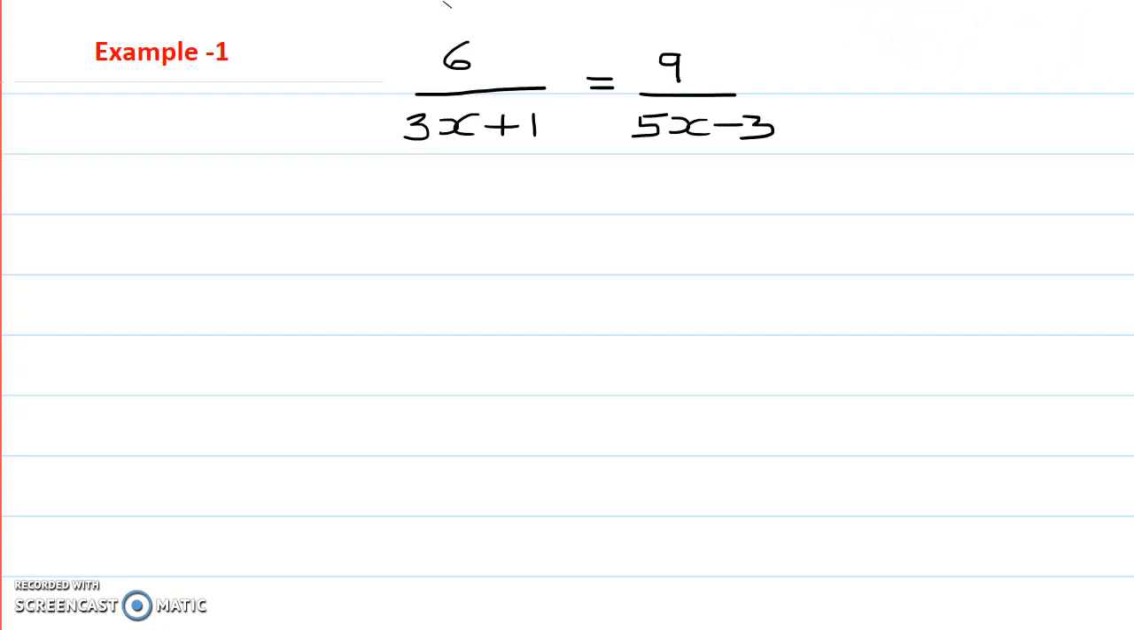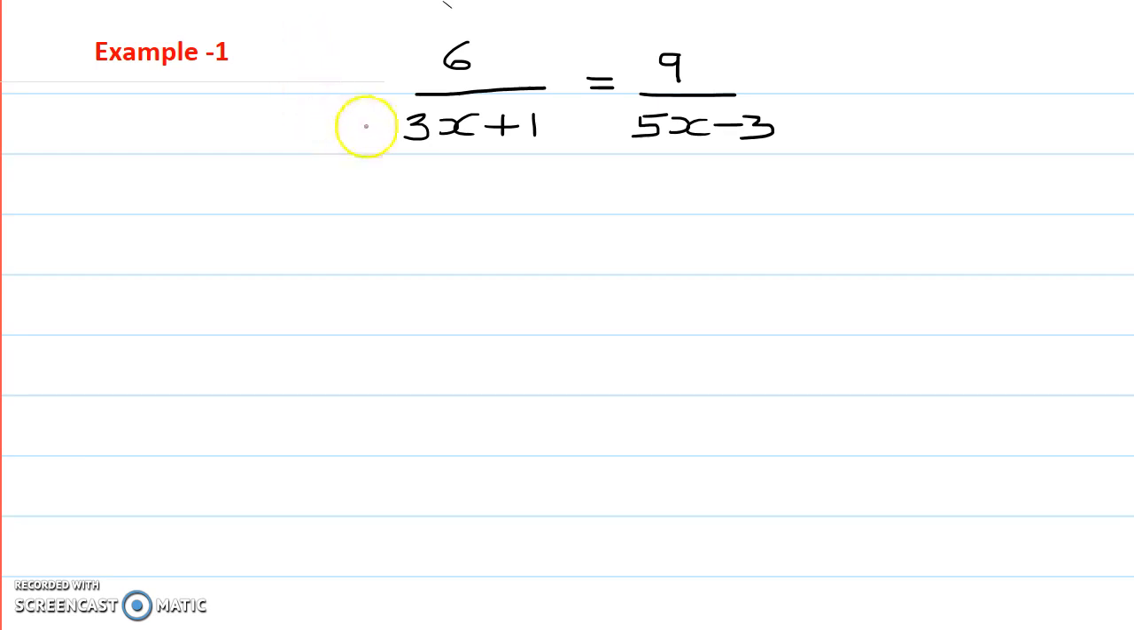This is a linear equation question. What makes it a linear equation question? Because x has power 1, so only one x is there. So it is a linear equation and the power is 1. Let's quickly solve this question and I will tell you step by step.